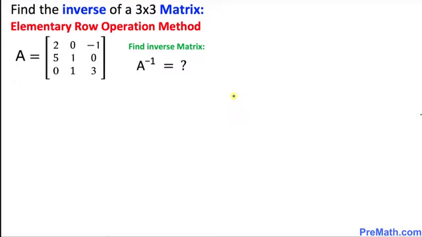Welcome to Pre-Math. In this video tutorial, we are going to find the inverse of this given 3 by 3 matrix by using the method called elementary row operation. Here I have represented my 3 by 3 matrix by an A matrix, and we are going to find the inverse matrix represented by A power -1. Inverse matrix can also be written as A power -1.